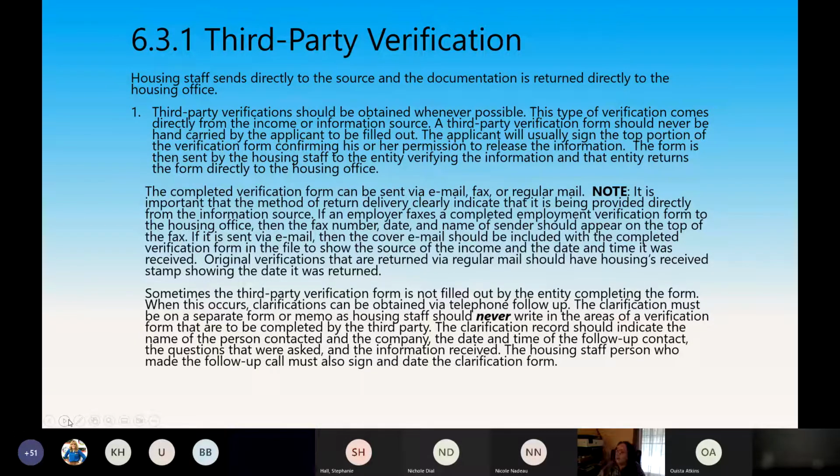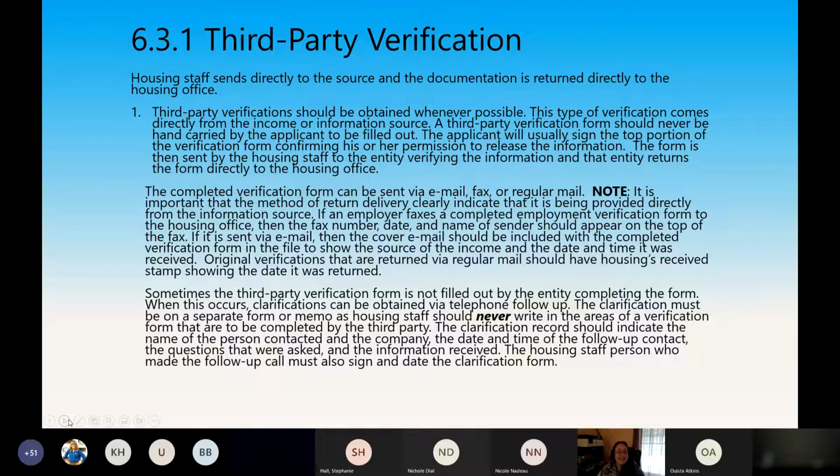Make sure you have a good relationship if you're going to use them over and over again. So third-party verification should be obtained whenever possible. This type of verification comes directly from the income or the information source. Third-party verification should never be hand-carried by an applicant to be filled out. The applicant will usually sign the top portion of the verification, confirming their permission for that release of information.